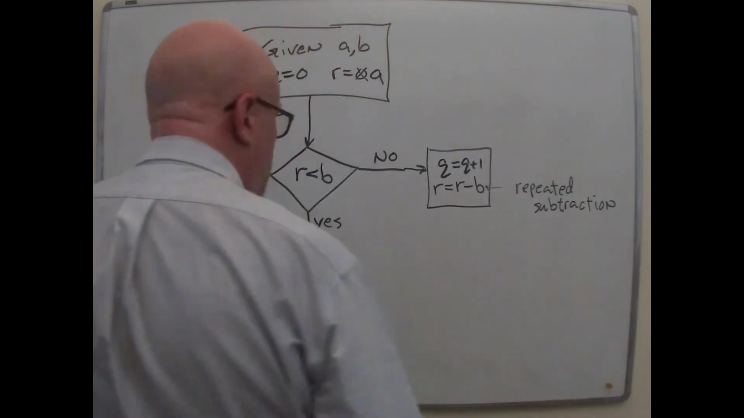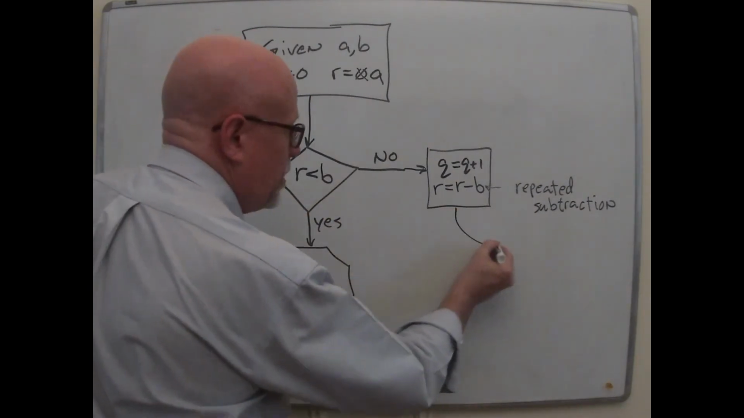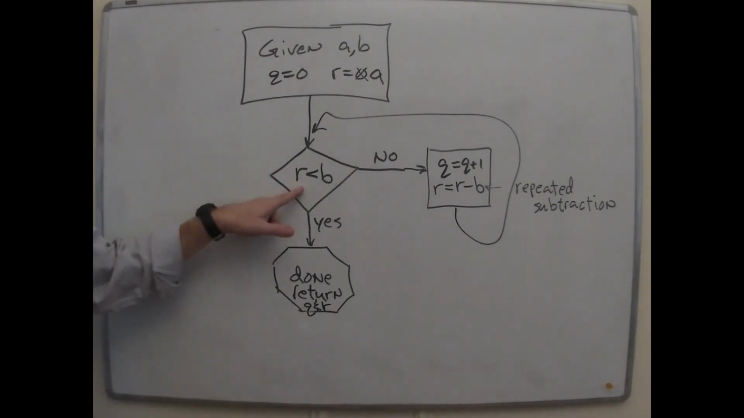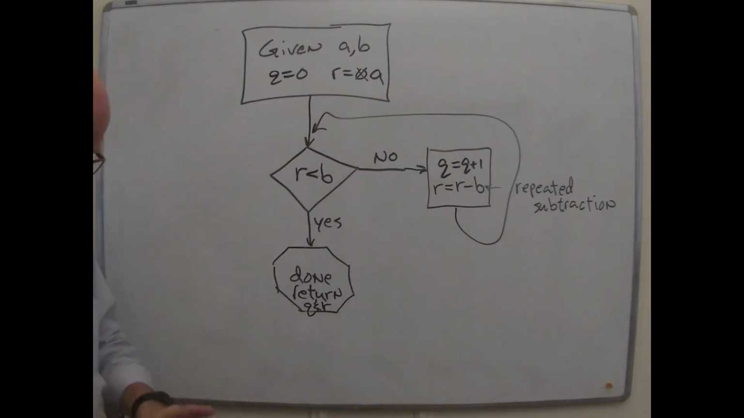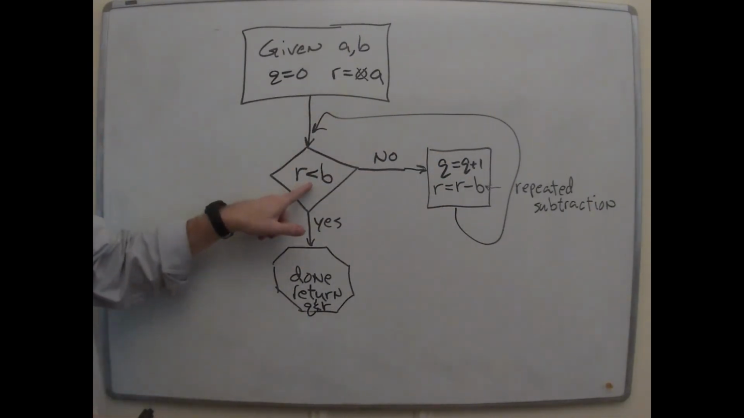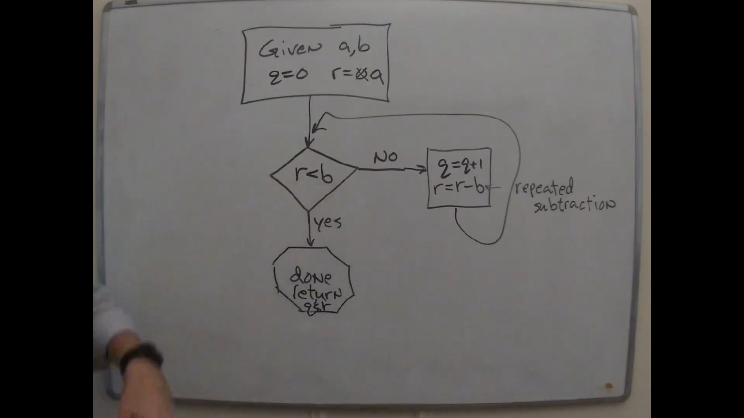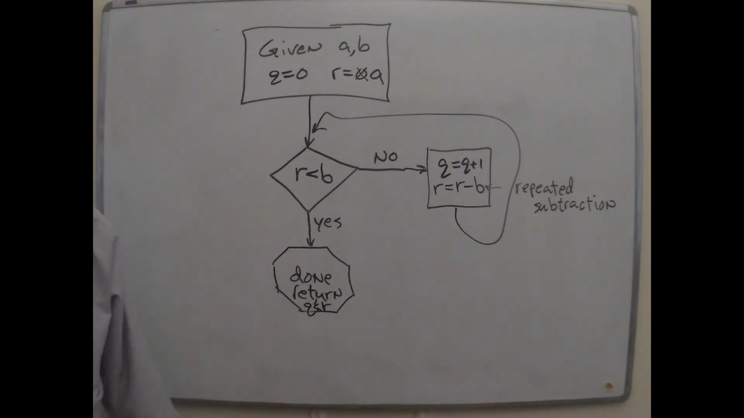All right, so where do we go after we do these things? We go back to this decision box. We ask, now is R less than B? If it is, we're done, and if it's not, we'll do it again. We'll keep going like that. Eventually, since R is getting smaller, we're going to arrive at something that's smaller than B, and then we will end. So that's more or less the process.